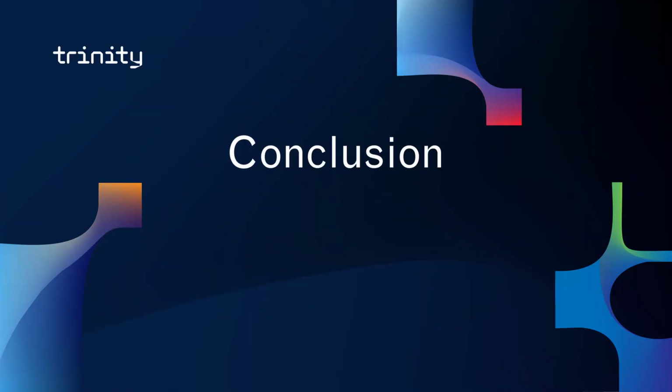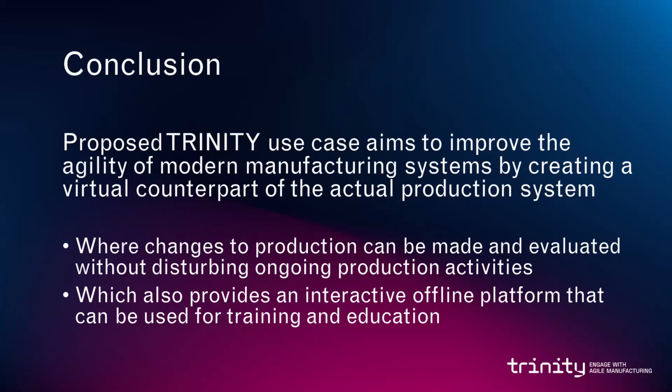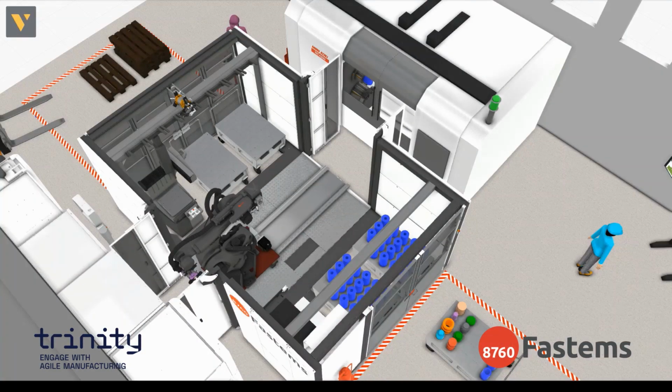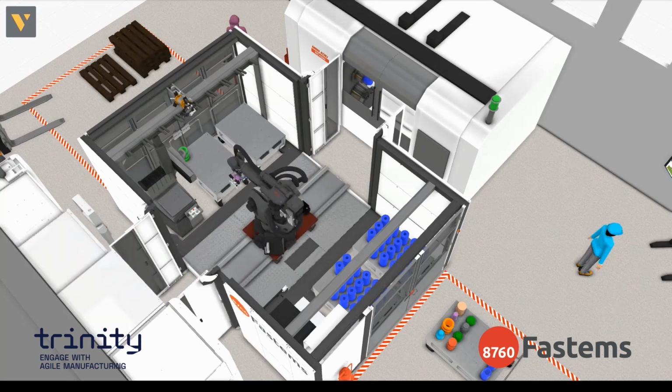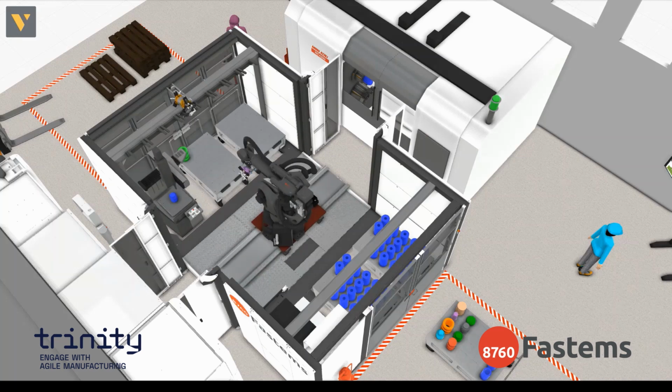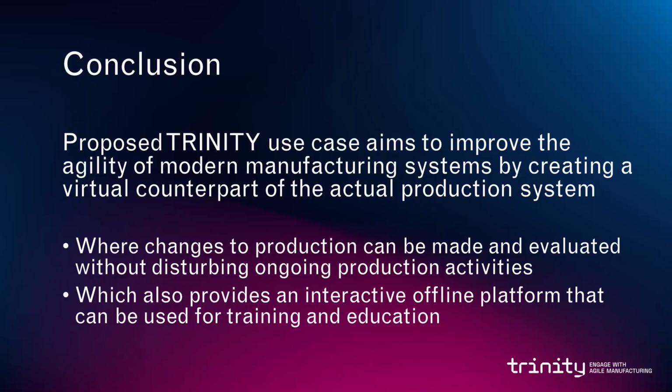Finally, we will conclude this presentation by summarizing the key points. The virtualization of a robot cell with a real controller aims to improve the agility of modern manufacturing systems by creating a virtual counterpart of the actual production system. This way, changes can be made and evaluated without disturbing ongoing production activities. This also includes the training of operators.